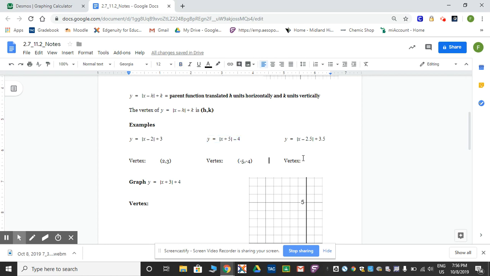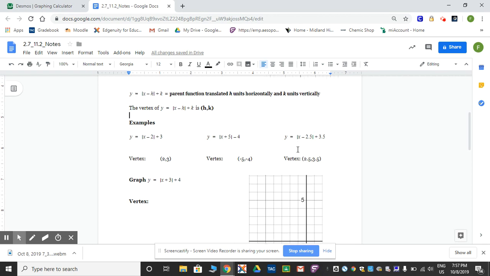And for this last example here, I'm subtracting 2.5. So h is 2.5, and I'm adding 3.5 at the end there for k. So boom, got my vertex 2.5, comma 3.5. Really quick. Once I got this formula down, I know that h comma k is my vertex. I can find these vertexes really fast. I don't need a graph. I don't need to do a table. I don't need to punch anything in. I can just look at the equation and find them.